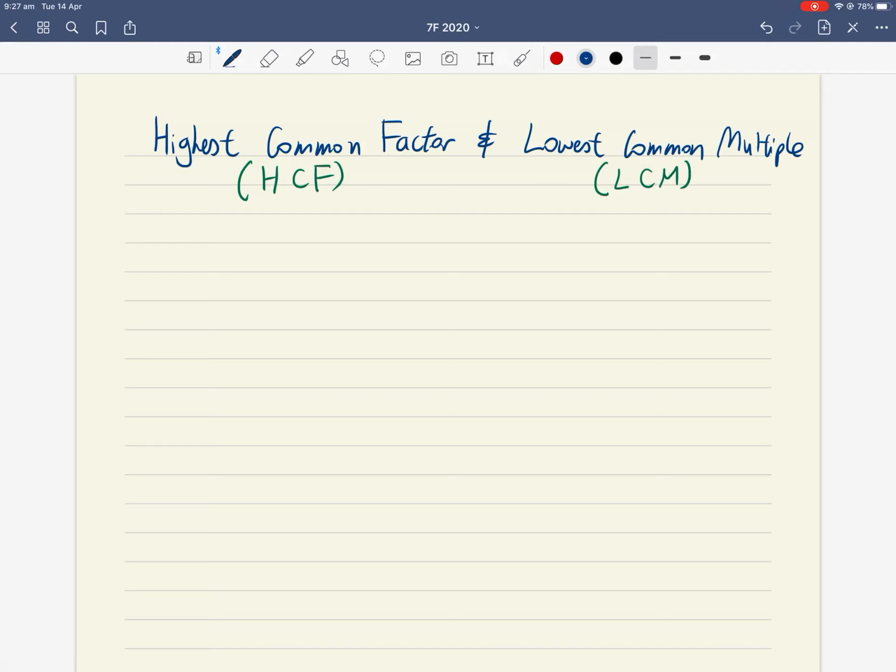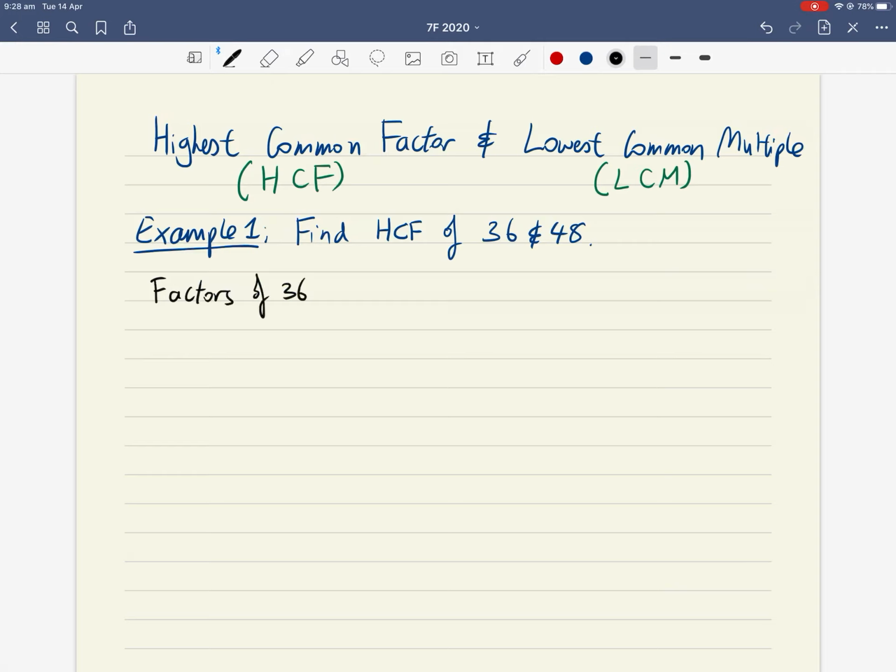So let's demonstrate this with example 1. Example 1 says, find the HCF, the highest common factor, of 36 and 48. The first thing we need to do is list out the factors of both 36 and 48. So we write factors of 36 equals. You're trying to find all the positive whole numbers which divide exactly into 36.